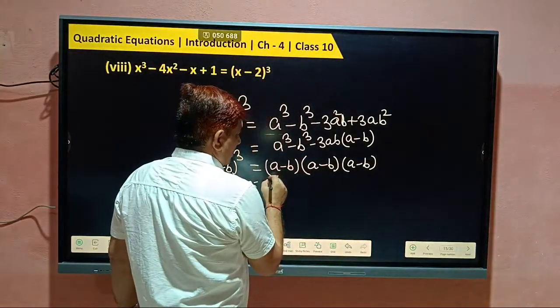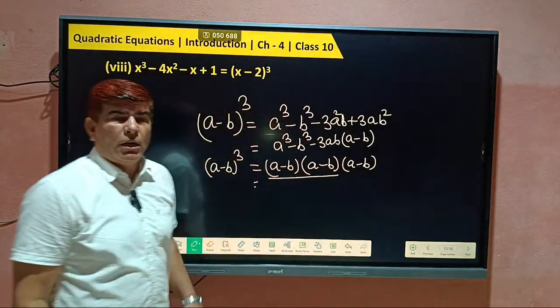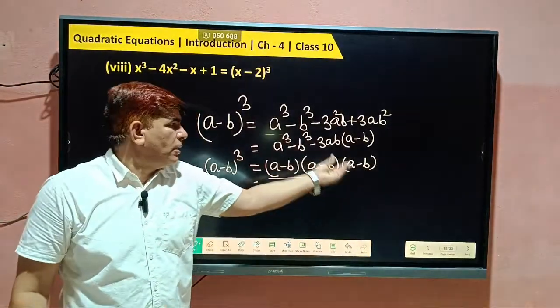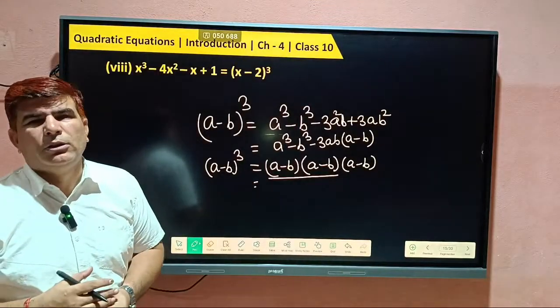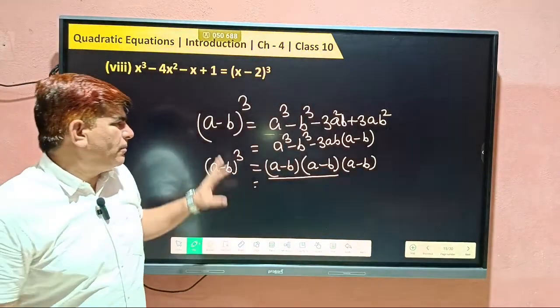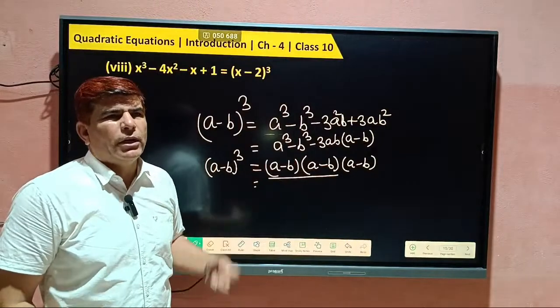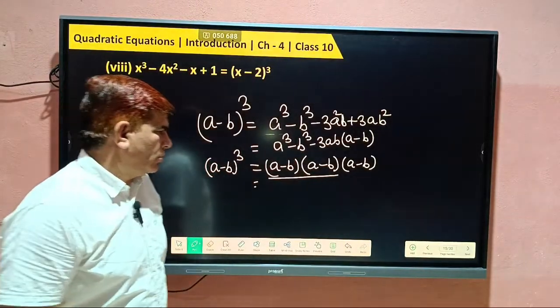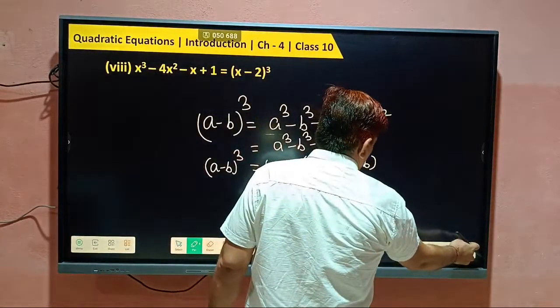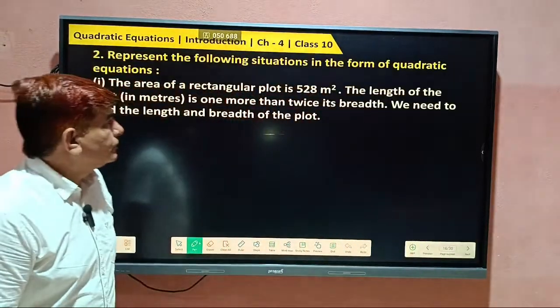Remaining calculation, first multiply these two. Answer coming, then multiply with this, same coming. It depends on you whether you are using the identity or not. But it's compulsory in the exam, you have to use the identity. Why? You do not have sufficient time. Understood? So solve these. If any problem, then tell.